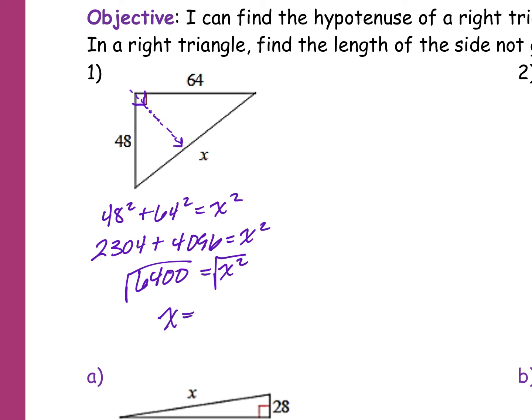X equals, I think it's 80. Is that correct? Yes, ma'am. 80? Square root of 64 is 8, and then 2 zeros gives me 80. Yeah, 80. Okay? You guys are like, we can do this.